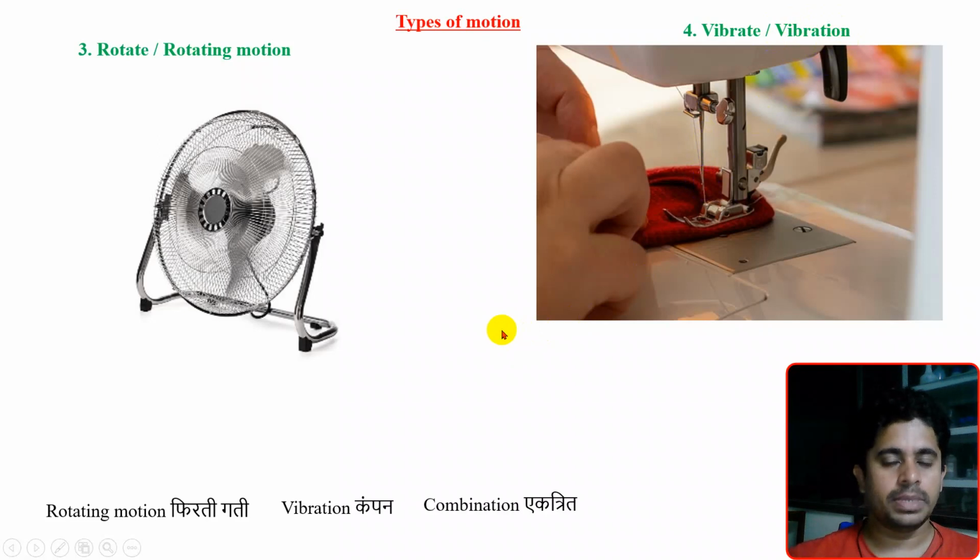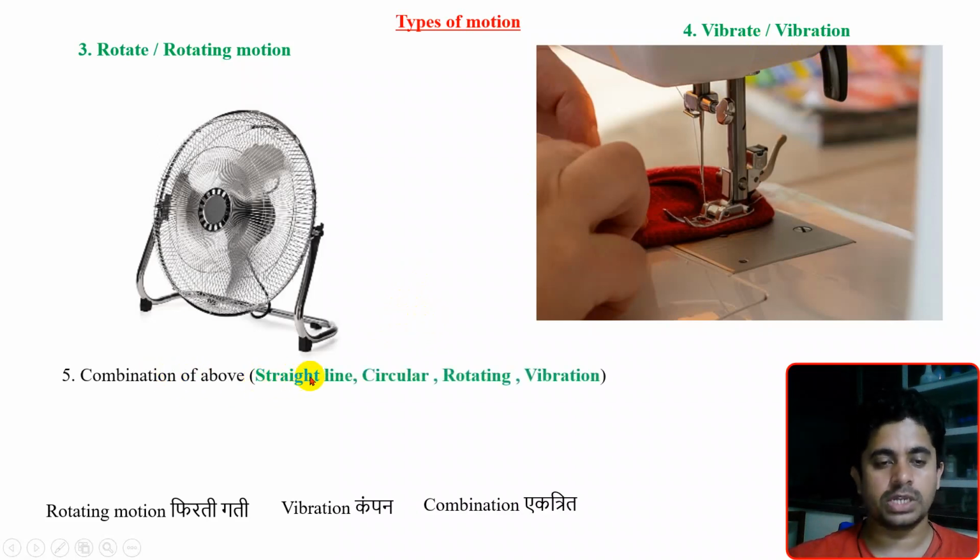So there are four types: straight line motion, then circular motion, third is rotating motion, and the last is vibration or vibrational motion. Another type we can say is a combination of all the above, so it may be a combination of straight line motion, circular motion, rotating motion, and vibration.